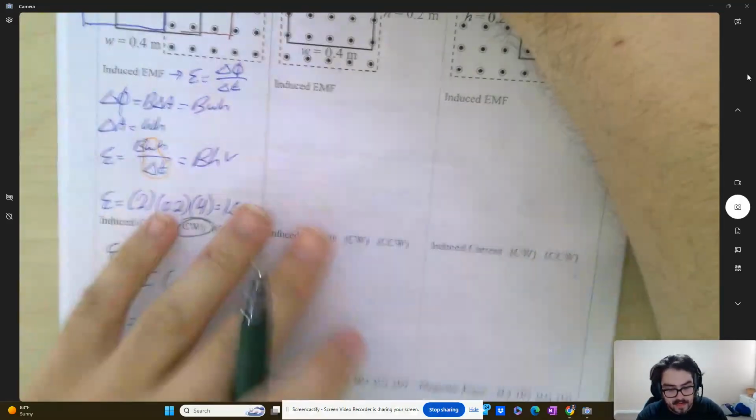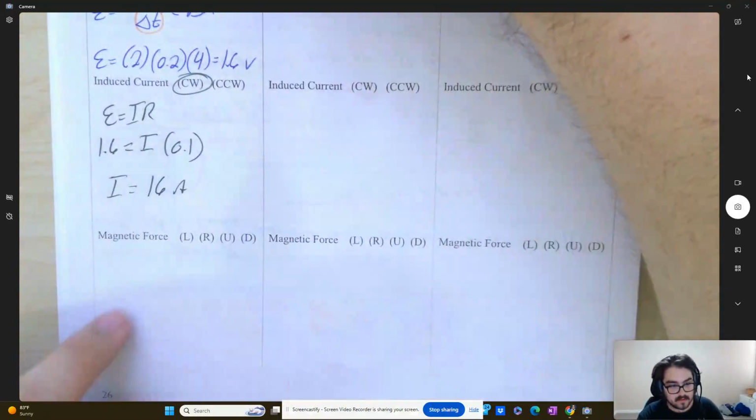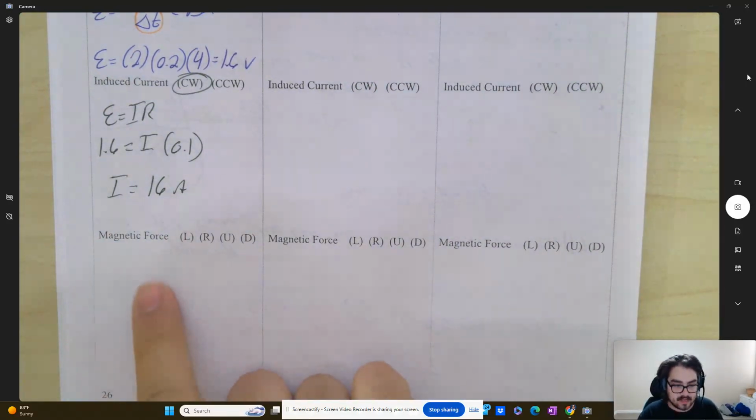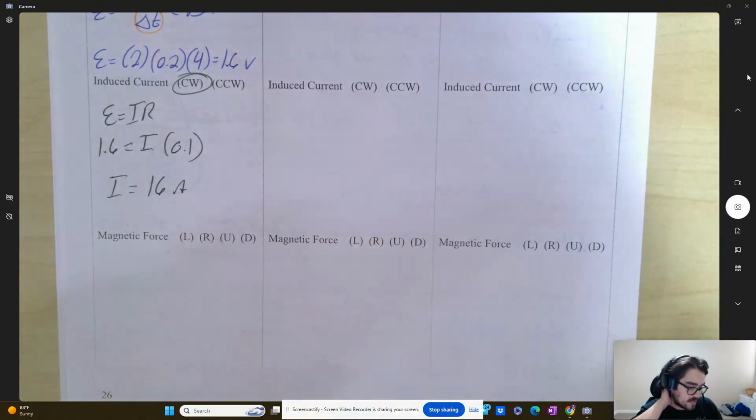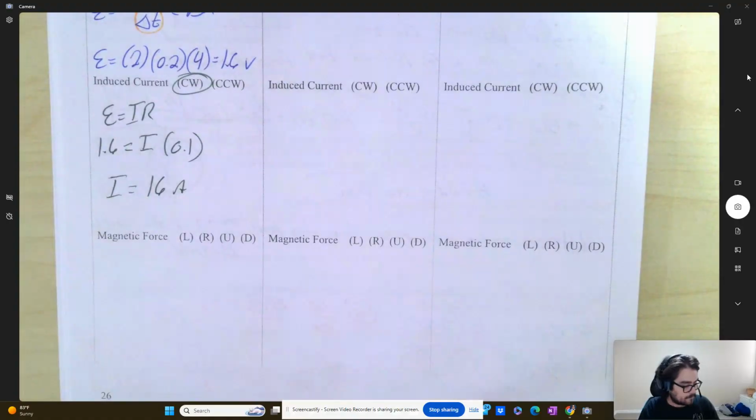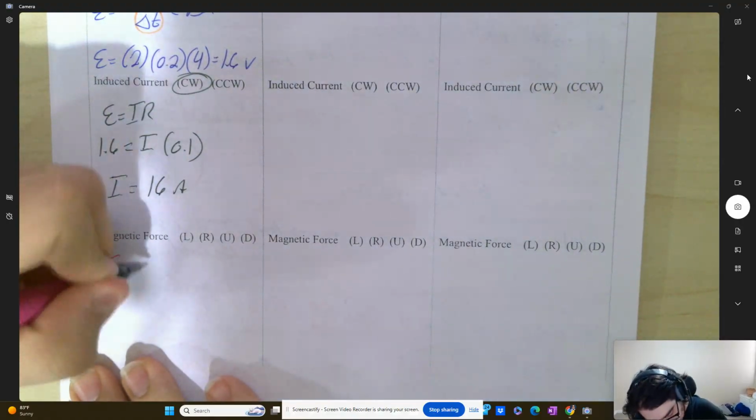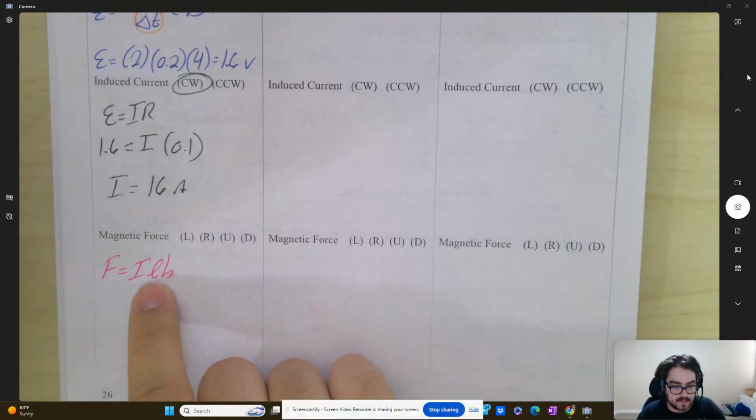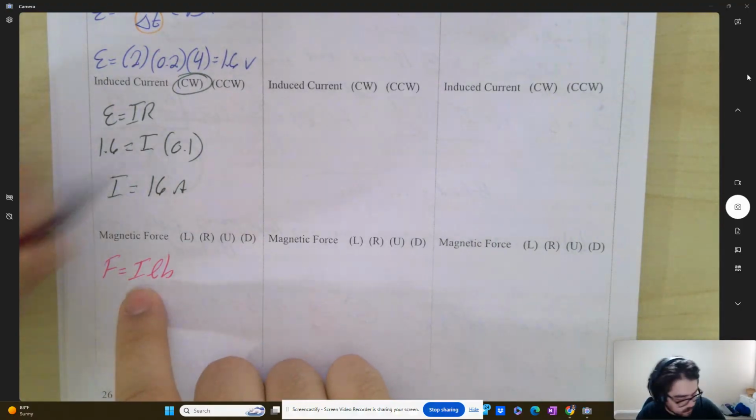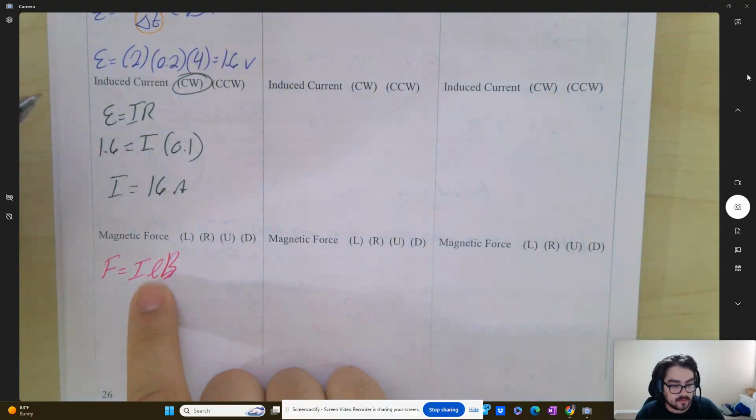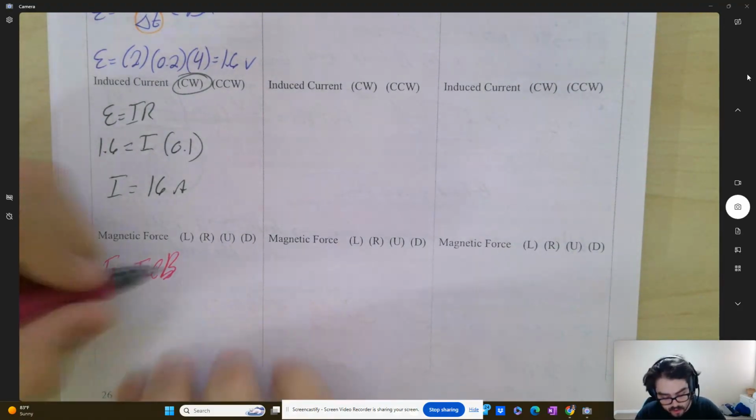Okay, and then finally, magnetic force. We would use the right-hand rule to figure out the direction, which we'll do here in a second, but you should recognize that the force is ILB. Now, for L in this case, sorry, I should use capital B because lowercase b is different. For L in this case, we're actually just going to use H.